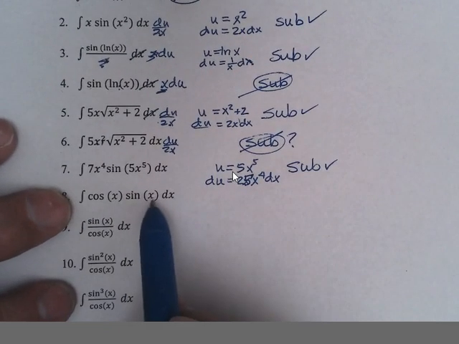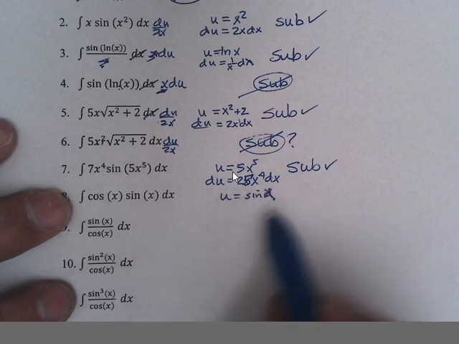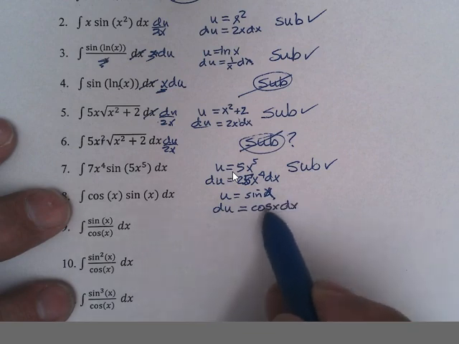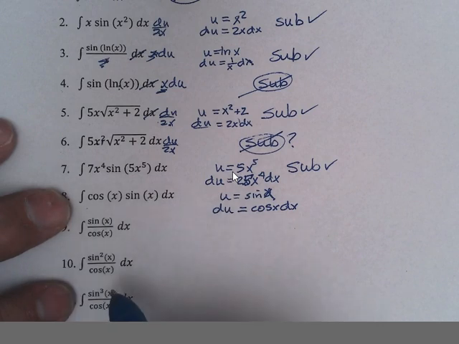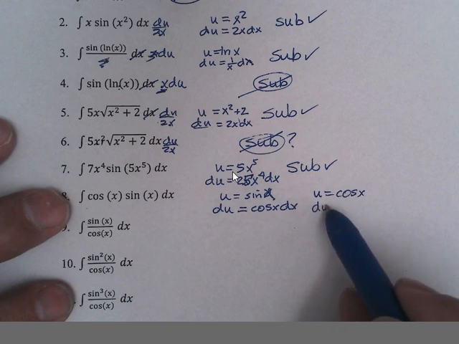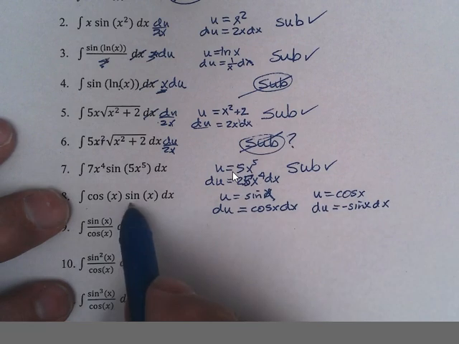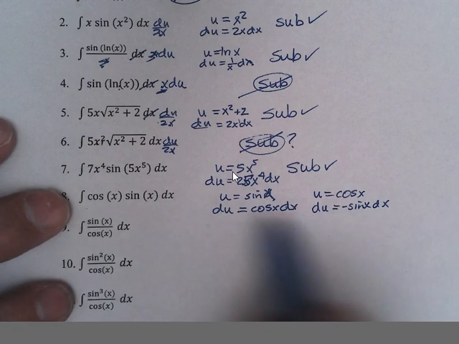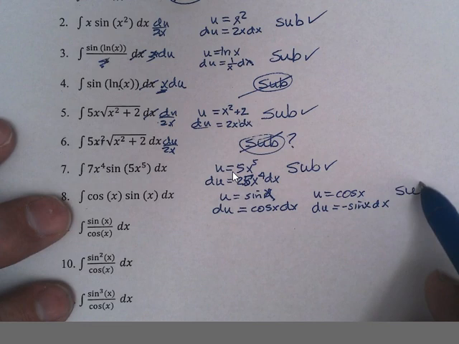This one, if you let u be sine x, du would be cosine x dx. So the cosine would end up underneath. Canceling the cosine, you just have the integral of u dx. Or you could have let u be the cosine of x, and its derivative would be negative sine x dx, and the sine would go in the denominator, and you'd have u with a negative on this du. So this one will take u as either sine x or cosine x and will work. So this is a good candidate for substitution.